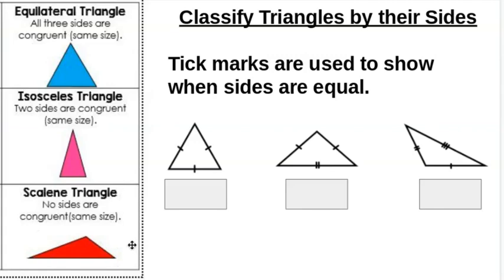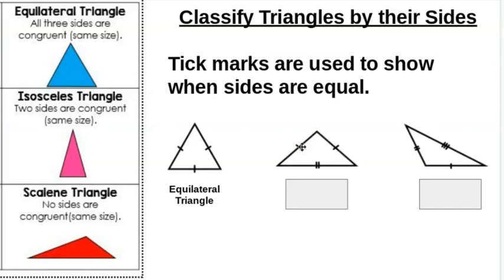Now, one thing that you might see will be tick marks to show you when sides are equal. And we've used tick marks in class before. So in this case, you can see that each of these sides has one tick mark. So that means this side is equal to this side, which is equal to this side. So if I have 3 equal sides, take a look over here. Which one do you think it is if it has 3 equal sides? An equilateral triangle.